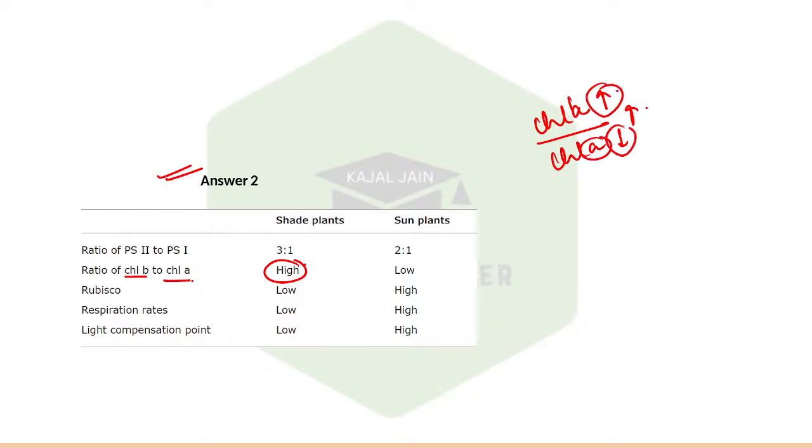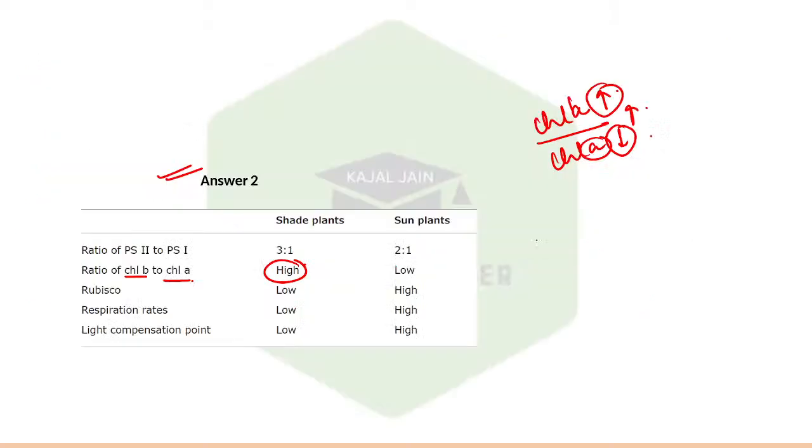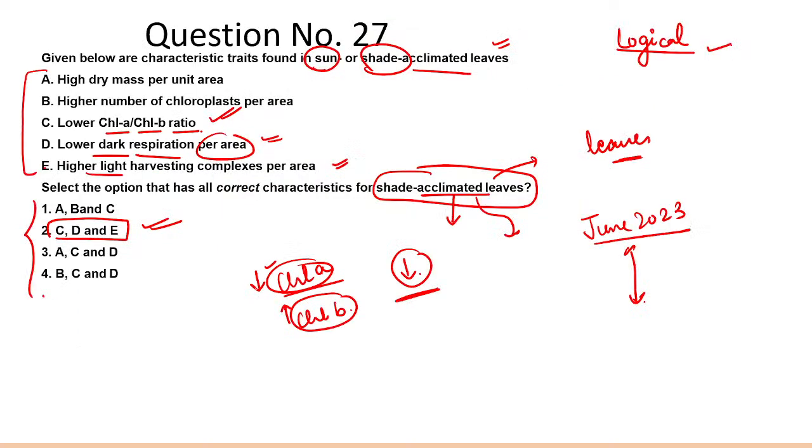You have to keep a note of this point, and of what is asked in your question. They're saying chlorophyll A to chlorophyll B ratio lower. Over here it is written chlorophyll B to chlorophyll A ratio higher. These two things are the same. Reason being, chlorophyll A lower, chlorophyll B higher, and the overall ratio will be lower. That's why the answer is option number B.